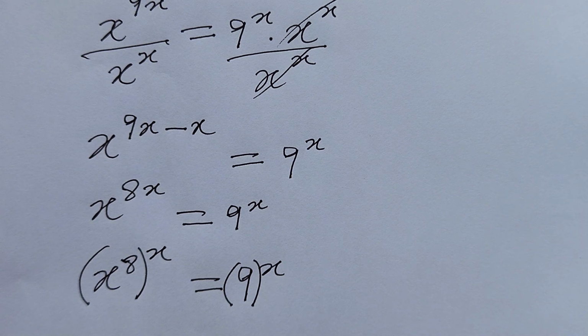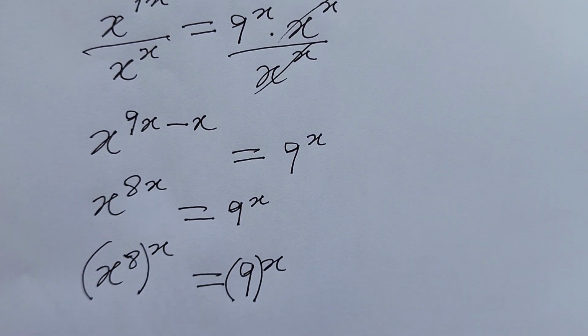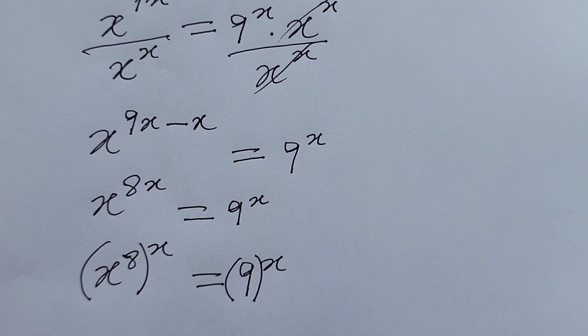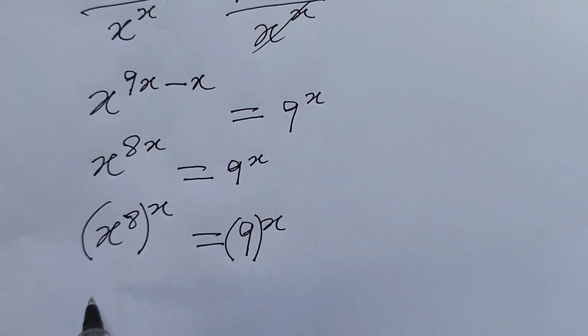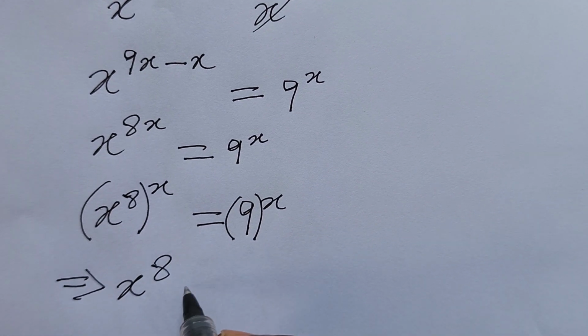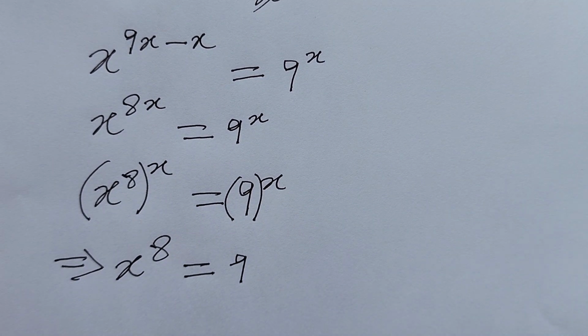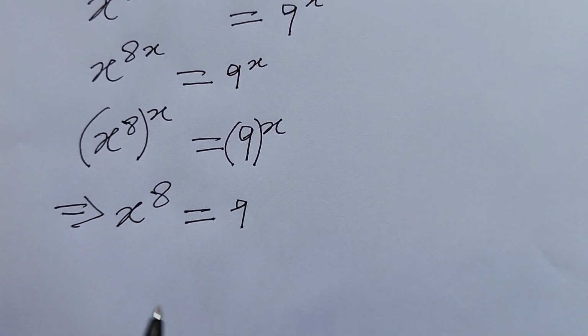So it is a law again. So in simple terms, since the exponents are the same, we can equate the base terms. So this now implies that our x to the power of 8 will now be equal to 9. Good. We're looking for x, right? So we can easily take the 8th root of both sides of the equation. So let's go ahead and do that.